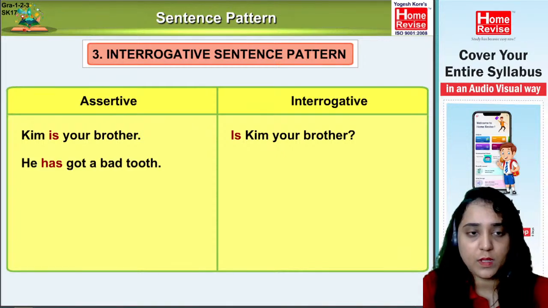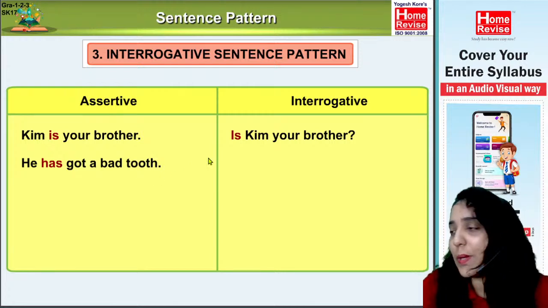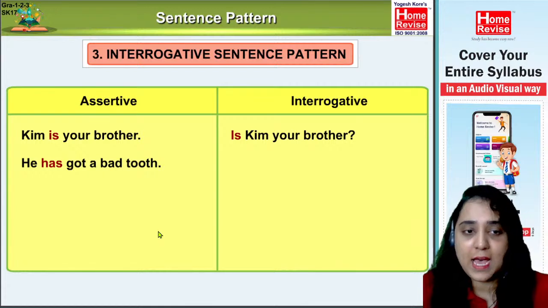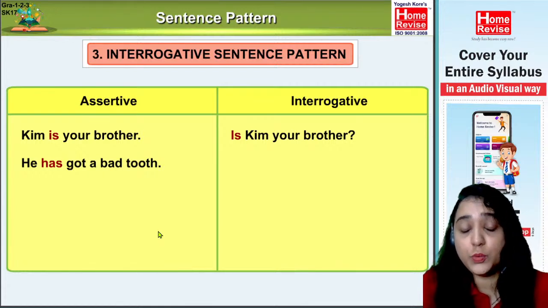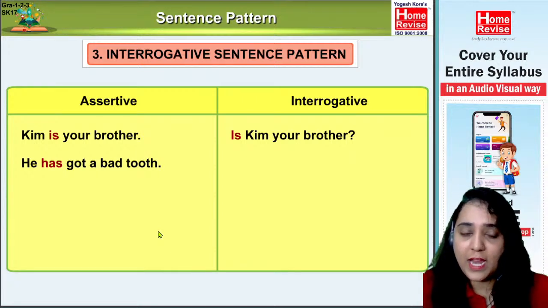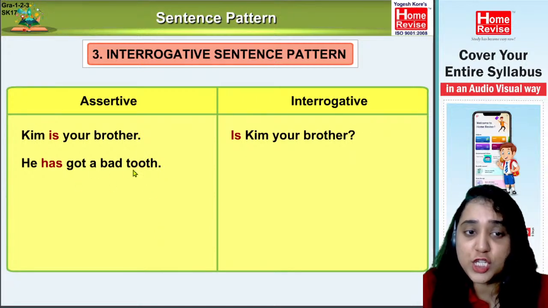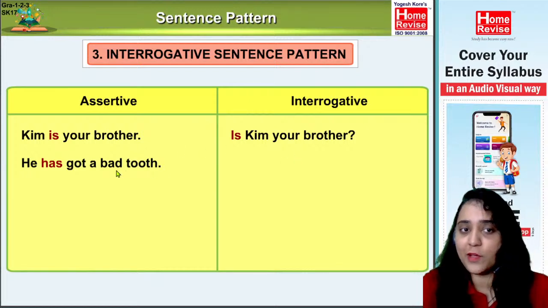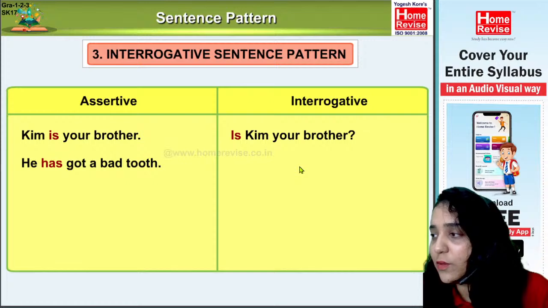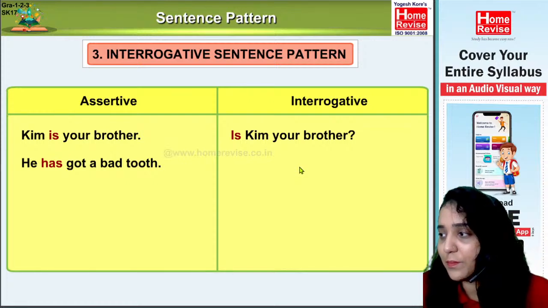Okay, now pay attention. Assertive: he has got a bad tooth. I want an answer to this question in the chat box. Please, if you know the answer, please let me know. He has got a bad tooth. So can anybody tell me how can I change this statement into the interrogative one? Now this one is the assertive one. I just want to ask you, can I change the statement into an interrogative one and if yes, what can it be?